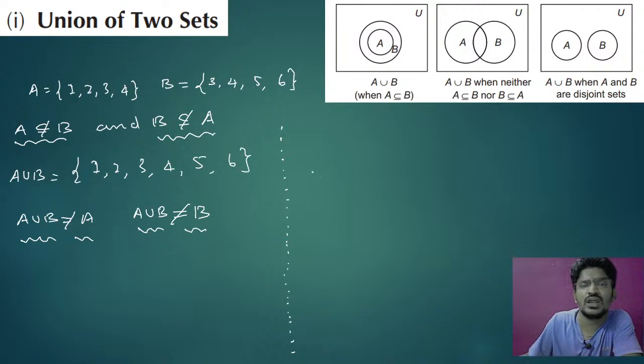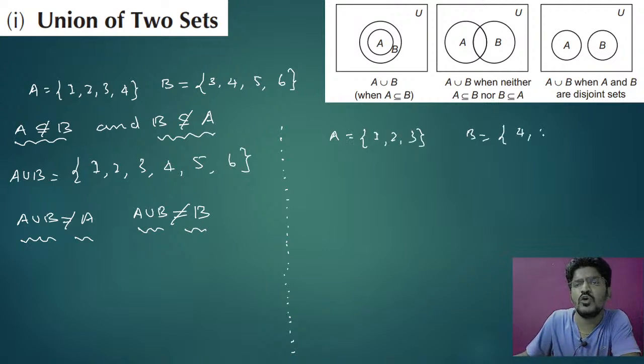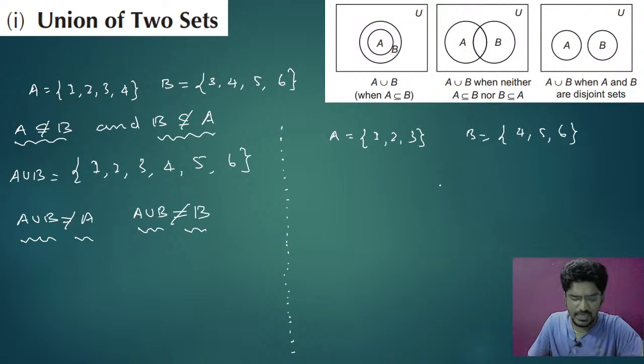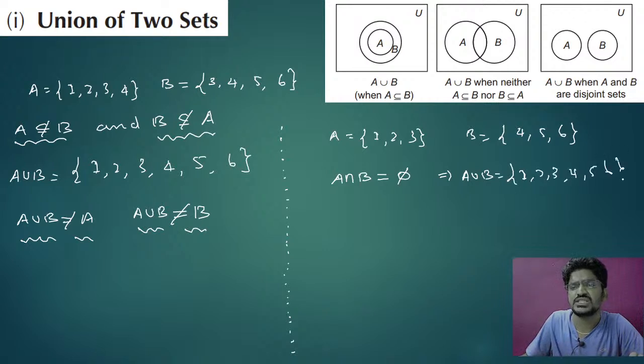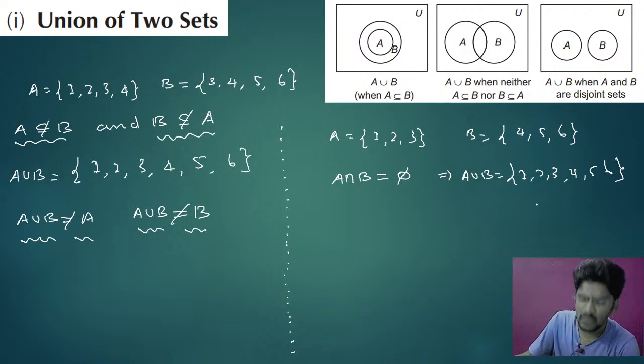So now this is over. Next I will take, see here, A equal to {1, 2, 3} and B equal to {4, 5, 6}. You can see that A and B don't have any common elements. That means A intersection B is equal to empty. Here you can see A intersection B equal to empty. Okay, so it implies A union B is equal to {1, 2, 3, 4, 5, 6}. This is what your A union B is.